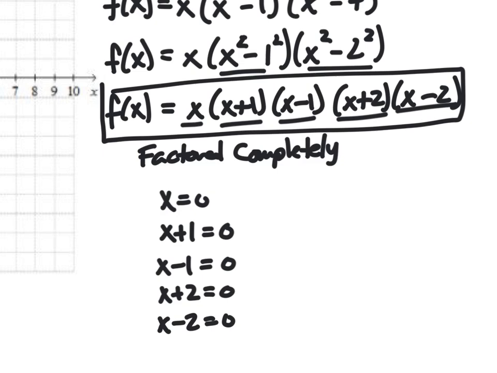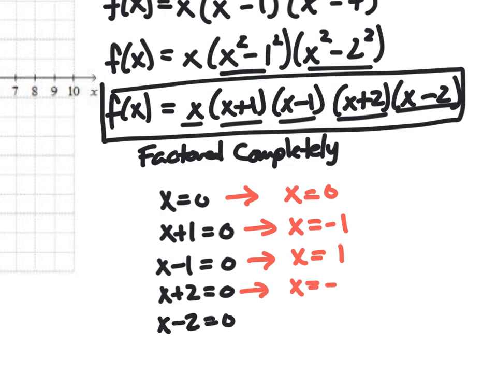Okay, so when I do that, these turn into zeros. I take my factors and turn them into zeros. This one gives me x equals 0. This one, if I add or subtract 1, gives me x equals negative 1. If I add 1 here, I get x equals positive 1. Here, I get x equals negative 2, and here, x equals 2. So these are my zeros.